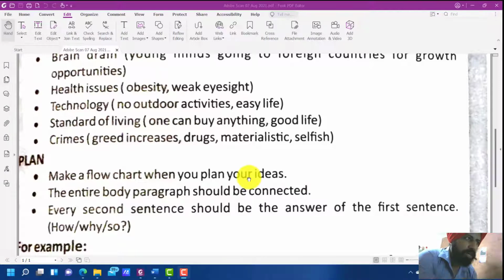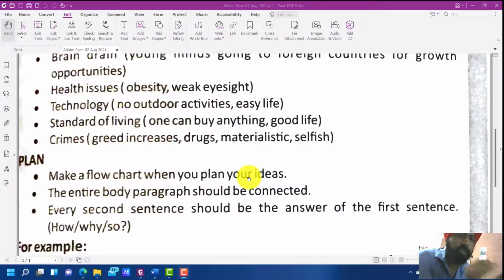Also, you can draw a rough flow chart side by side when you attempt your writing task 2. Just make a flow chart of what things need to be associated with this one, and your flow chart is going to be based on it. So the entire body paragraph should be connected, so you are able to balance cohesion and coherence.